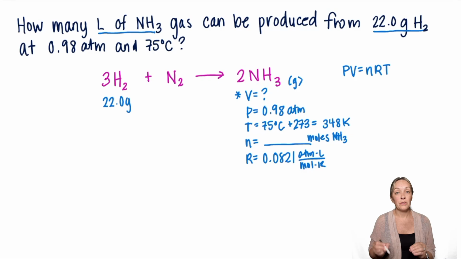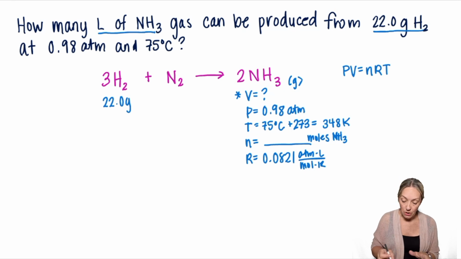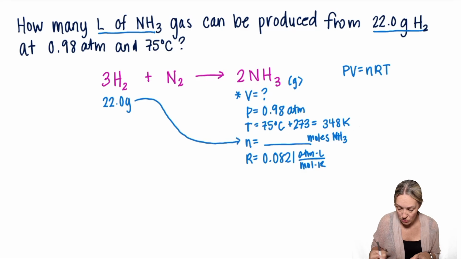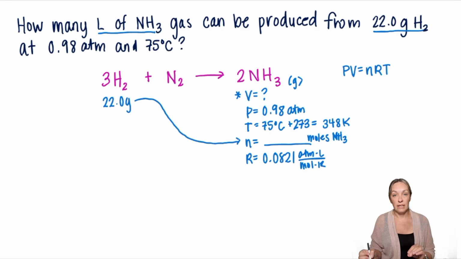Remember that I have one other key important piece of information. I know that I have 22 grams of H2. So I can use stoichiometry to convert my grams of H2 into moles of NH3 using the mole ratio from my balanced equation. Once I have my moles of NH3, I'll be able to solve using the ideal gas law.